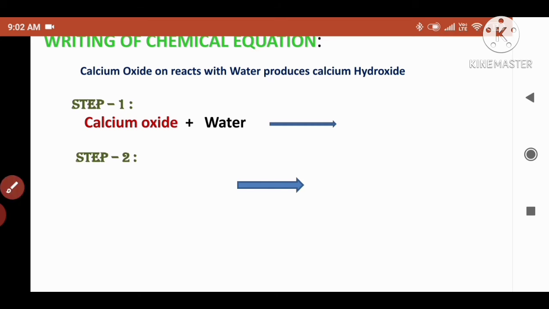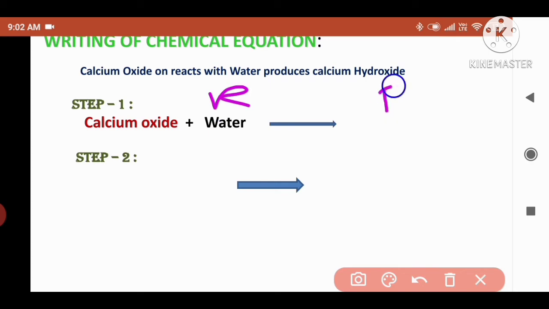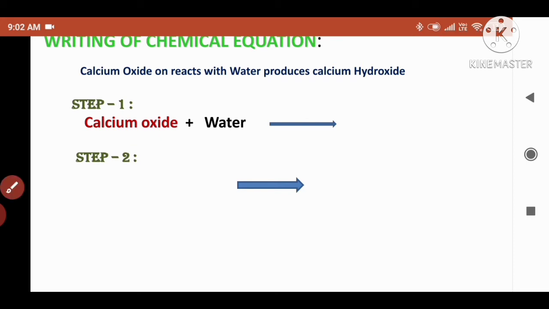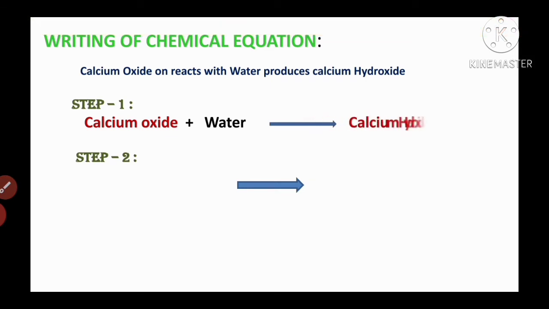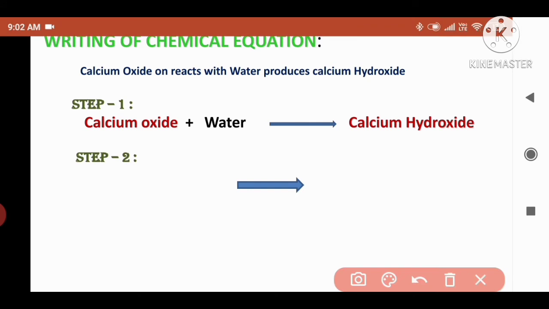So what do you mean to say here? Reactants should be written on the left hand side of the arrow and products should be written on the right side of the arrow. The reactants here are calcium oxide and water, so they are represented towards the left hand side of the arrow. The product here is calcium hydroxide, which is represented towards the right hand side of the arrow. And if there is more than one reactant or more than one product, between them we have to add a plus sign.